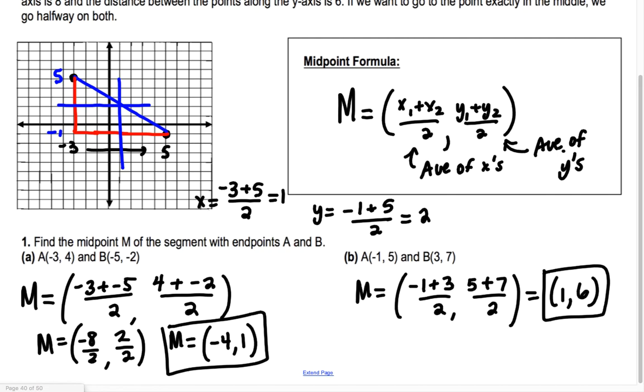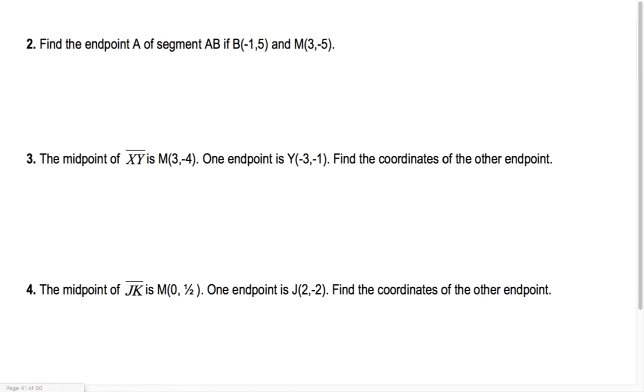All right, now I'm going to make it a little bit harder. Are you ready for it? Find the endpoint A if you are given the midpoint. So if one of the endpoints is negative 1, 5, and the midpoint is 3, negative 5.